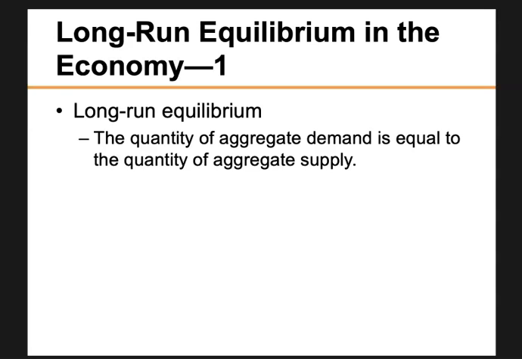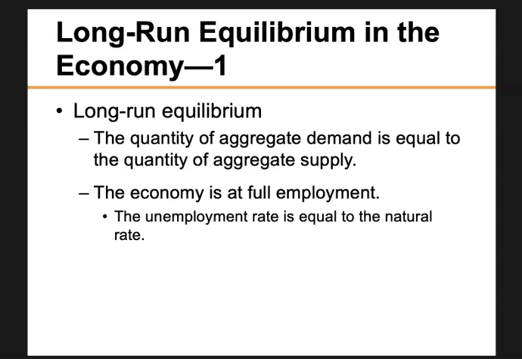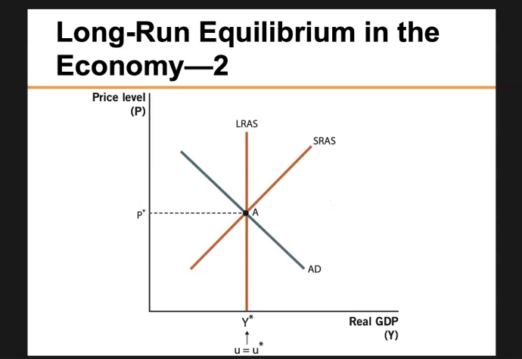And that means the economy is at full employment and the unemployment rate is equal to the natural rate of unemployment. So basically, long-run aggregate supply equals the short-run aggregate supply equals the aggregate demand. So the graph looks like this. You see, that Y star is the full employment level of output, and U star is the natural rate of unemployment. So at point A is the long-run equilibrium.